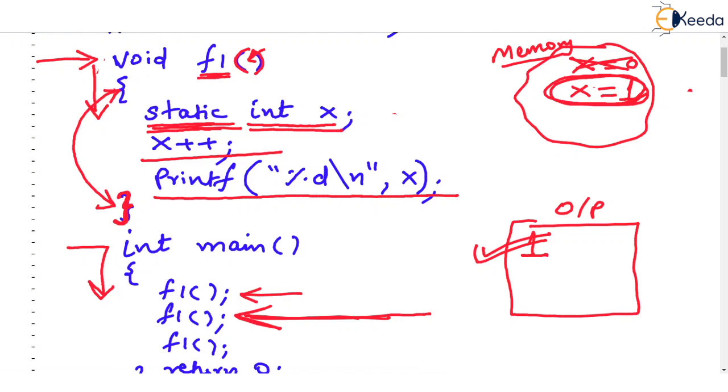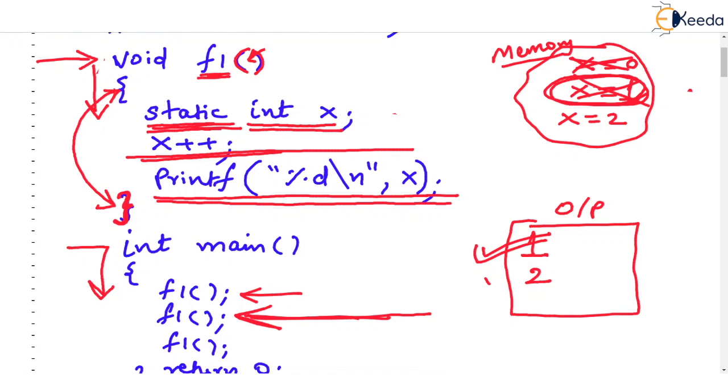Now let's come to the second line. The second line of the function is x++, correct? Obviously, the previous value of x will now change to 2. It was 1 last time. And the last line of the function is printf("%d\n", x). So on the output, 2 will be printed. Previously, 1 was already printed.